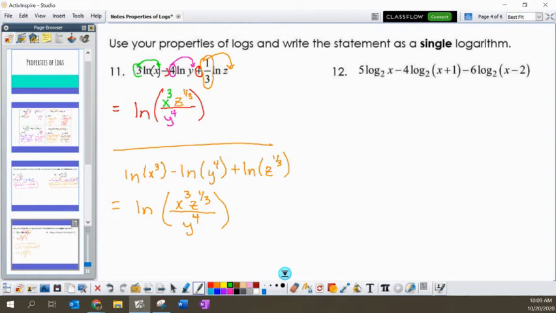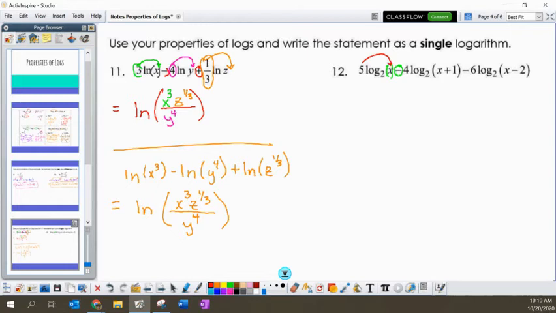So again, previewing your problem will help you see what's going on. We do have a minus sign, so that is breaking those terms there. So again, we can think of that as 5 times the log base 2 of x, minus 4 times log base 2 of x plus 1, minus 6 times log base 2 of x minus 2. Okay, so how are we feeling? Do we want to try it in one step, or do you need to see it in two? If you want to do it in 2 steps, we can.